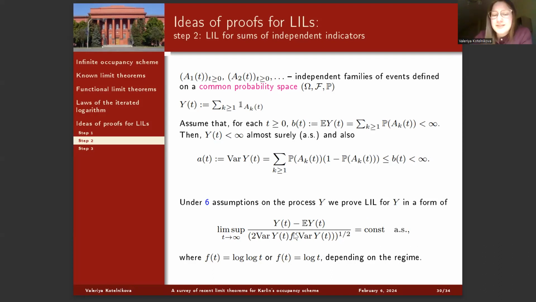Now here, in the normalization, we have this function f, and function f can be either iterated logarithm or single logarithm, depending on the regime. And the same constant as well depends on the regime. And we establish the regime while checking one of those 6 assumptions. You just have there the bisection of cases, and with this bisection you will see which constant you have and which function you need to have.